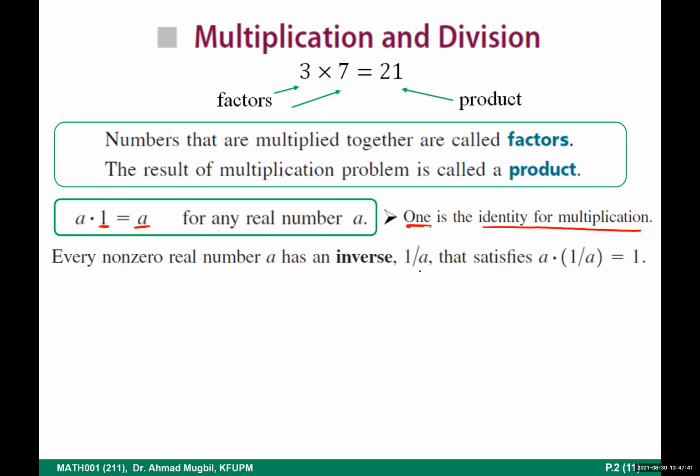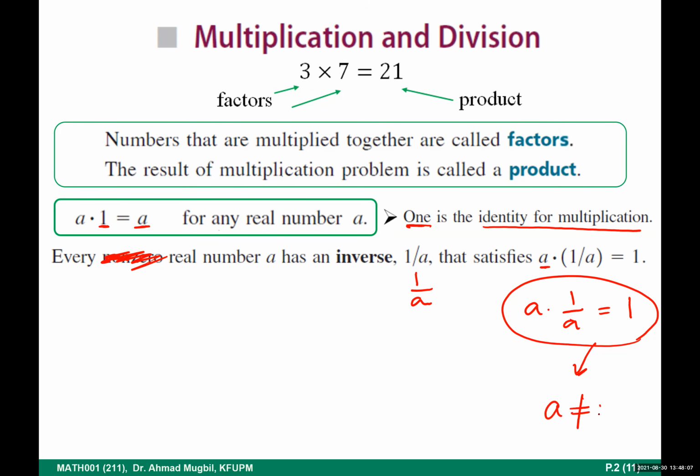Every real number a has an inverse. What is that inverse? It is 1 over a. That is, if you multiply a by 1 over a, you will get 1. Except for one case. What is a for which this is not true? This is not true if a is 0. So we should say that a is not 0.